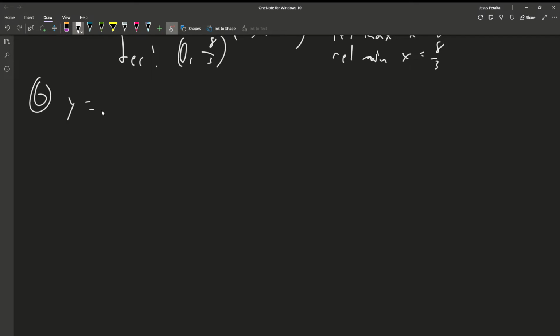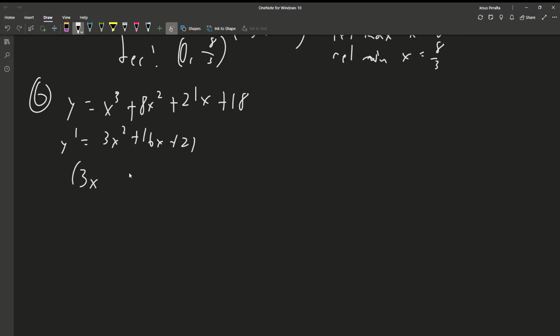6. So now we have x to the power of 3 plus 8x squared plus 21x plus 18. Remember, first step, derivative: we have 3x squared plus 16x plus 21. Now, right here, this is a quadratic. You can go many different ways: you could complete the square, you could use the quadratic formula, or you could just factor, which is what we're going to do because those other ways are way too long.